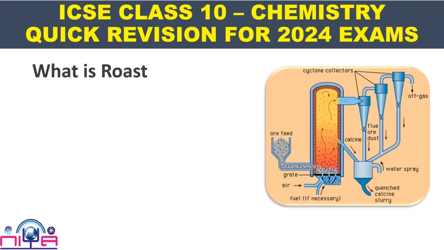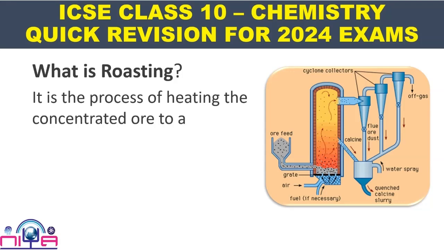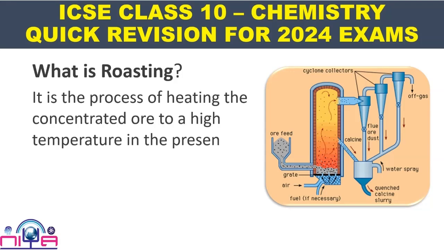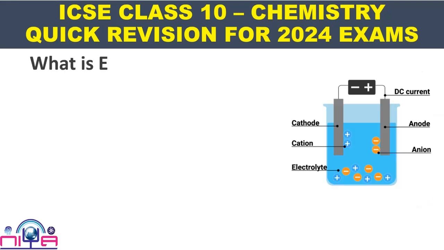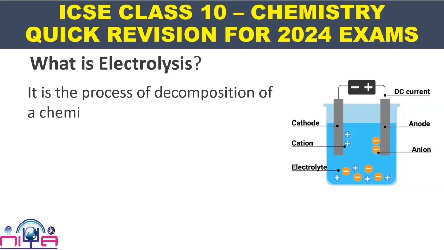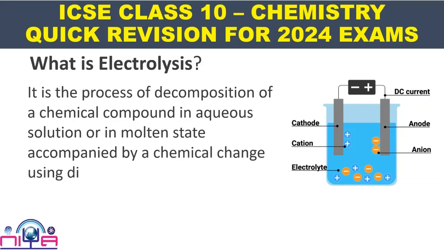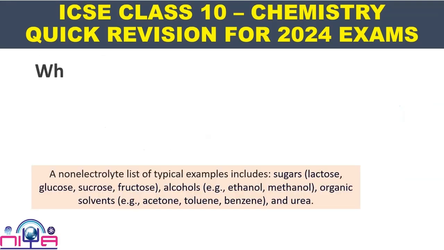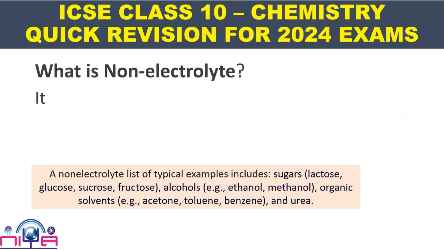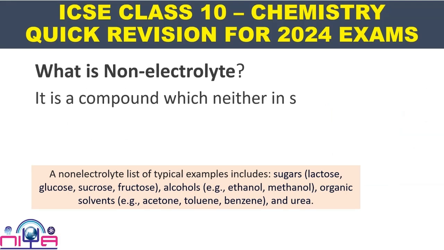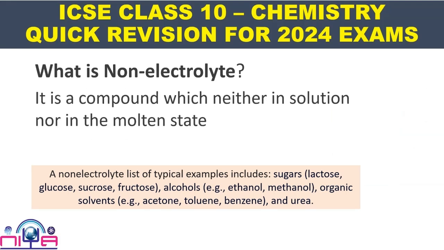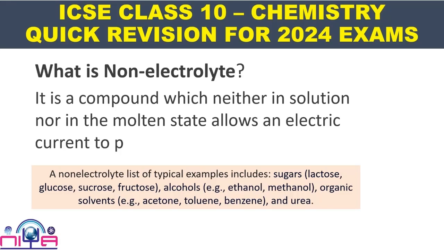What is roasting? It is the process of heating the concentrated ore to a high temperature in the presence of excess air. What is electrolysis? It is the process of decomposition of a chemical compound in aqueous solution or in molten state accompanied by a chemical change using direct electric current. What is non-electrolyte? It is a compound which neither in solution nor in the molten state allows an electric current to pass through it.